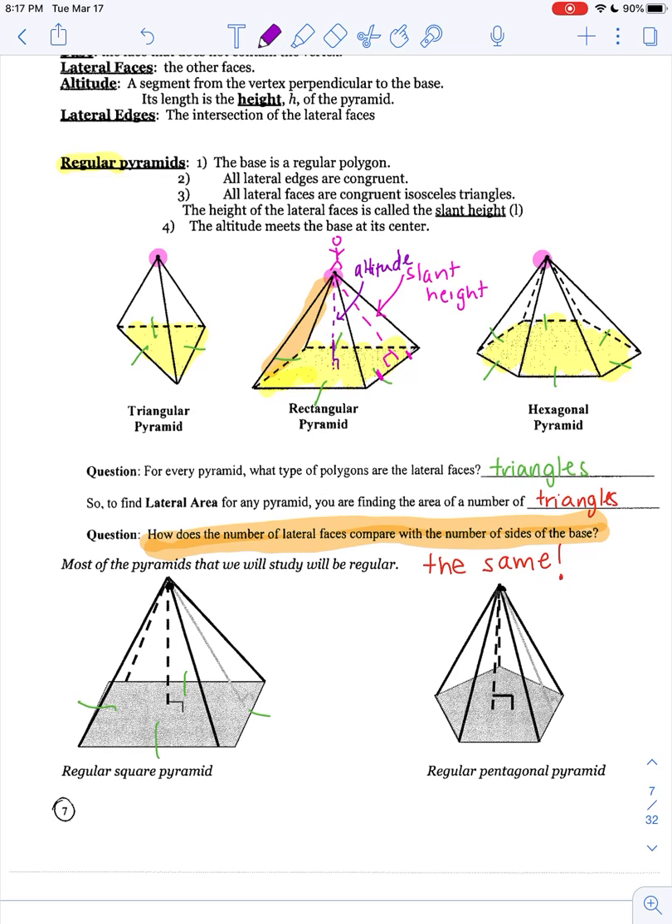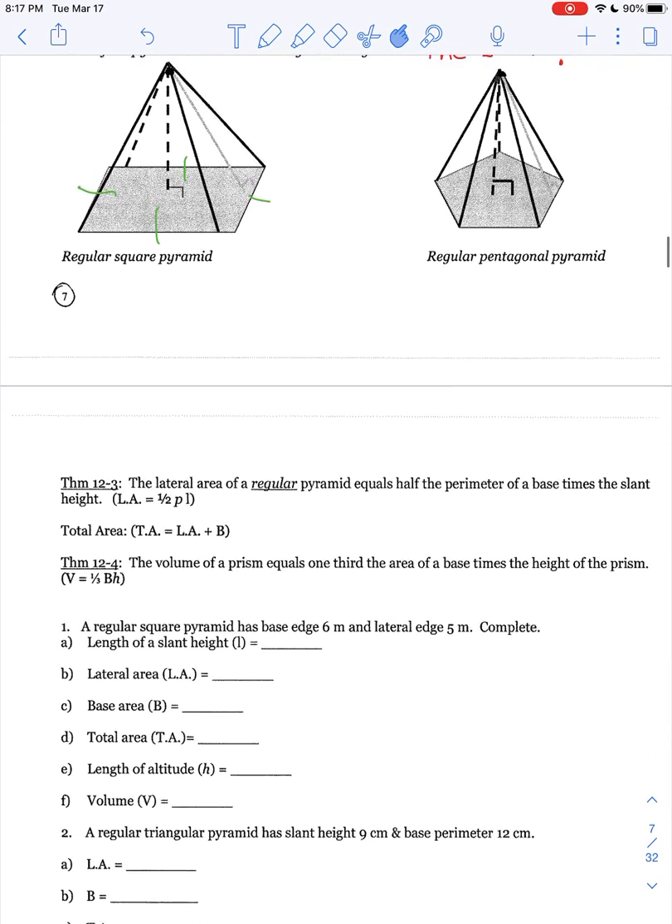All of those are important features of a pyramid to help us eventually find the lateral area, and then eventually the surface area and total area of the pyramid. Let's go ahead and move on to the next page and talk about that.